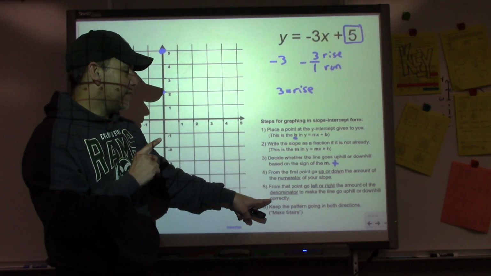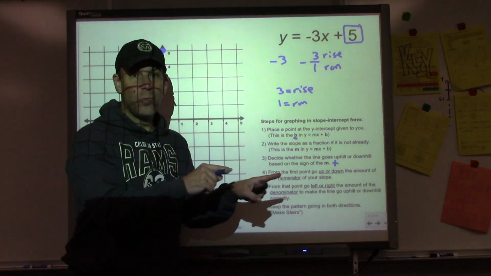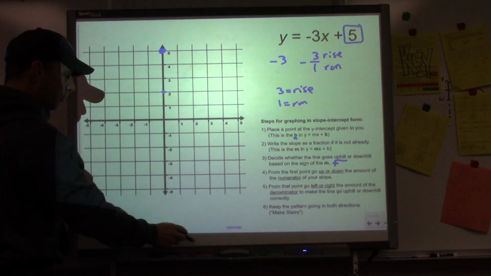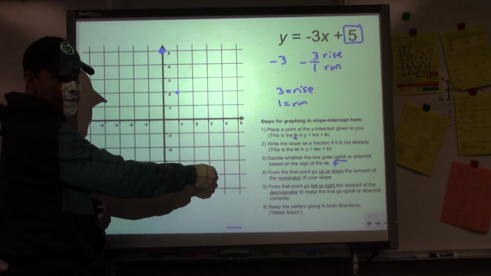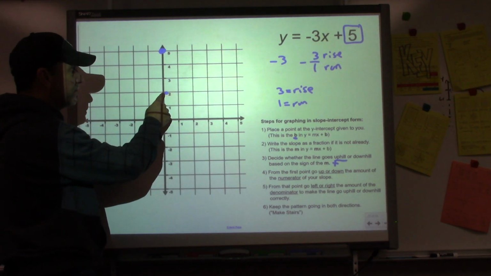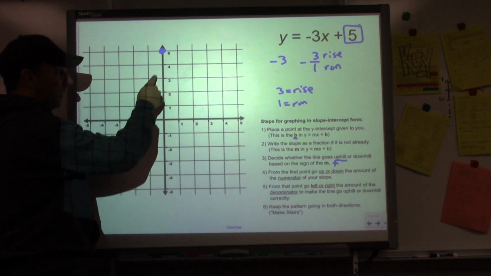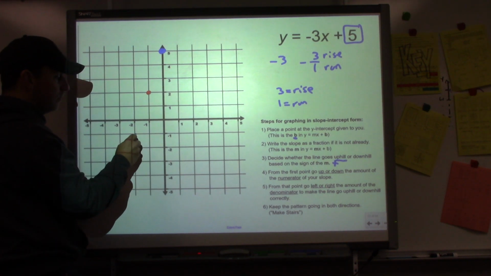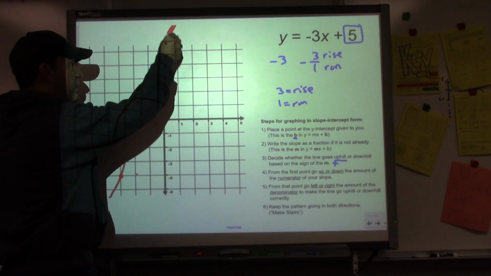Now, I need to think about the denominator. 1 is my run, and I need to plan out which way I run so that my line goes uphill. If I were to run this way 1, my line would fall. That would be a downhill line. I don't want that. So since I have made the choice to go down 3, I need to go left 1 in order to make a line that rises. And now all I have to do is continue that pattern. 1, 2, 3, 1, 1, 2, 3, 1, and I've made my little stair steps that should connect a perfectly straight line.